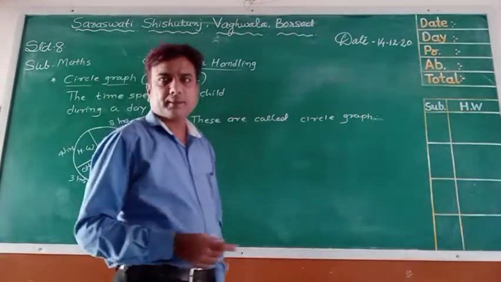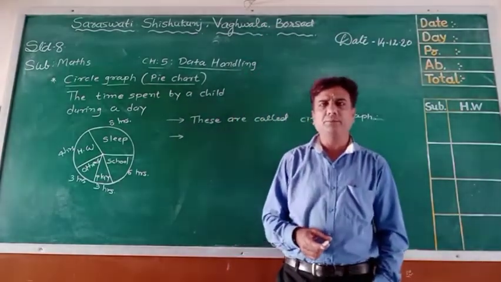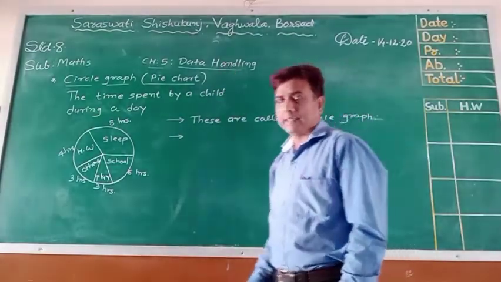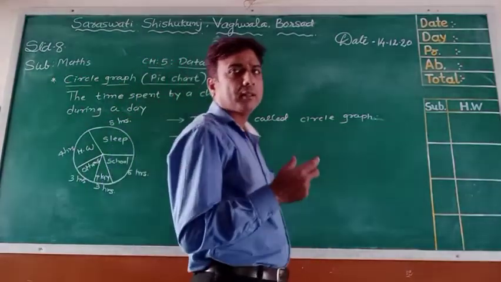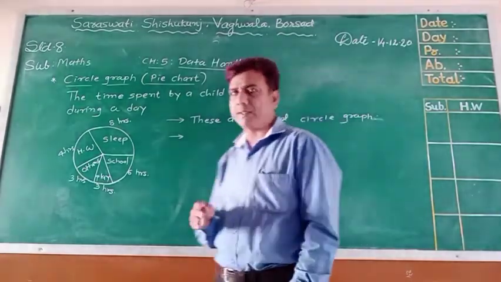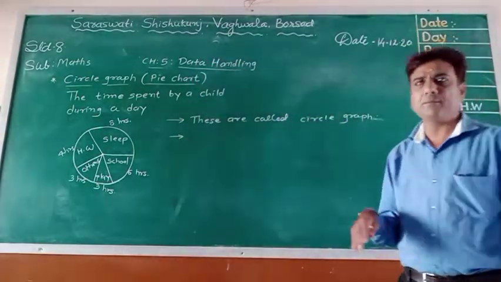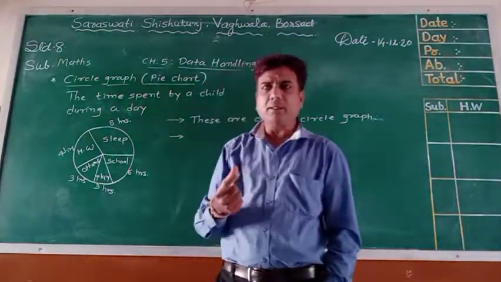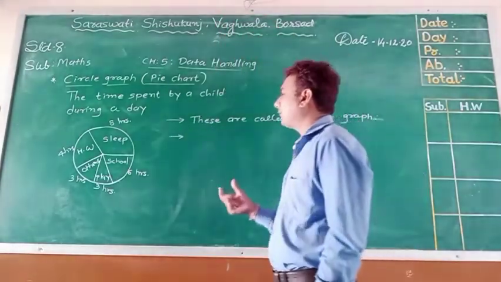Good morning, students. Today we are continuing Chapter 5, Data Handling. In this video we are talking about the circle graph. In the previous videos we already talked about the bar graph, double bar graph, pictograph, and histogram, and today we are taking the circle graph. A circle graph can also be called a pie chart or pie graph.